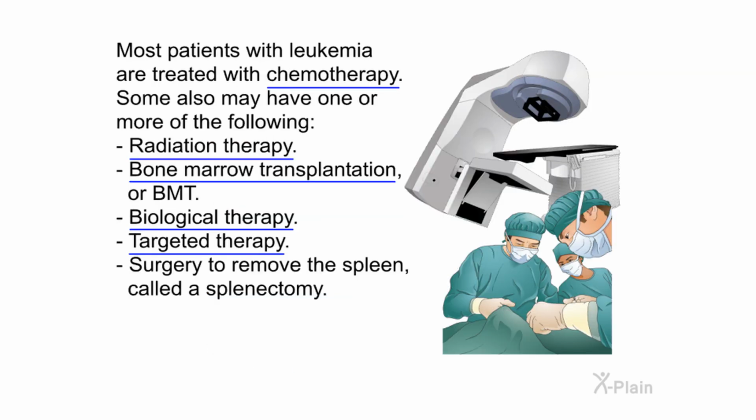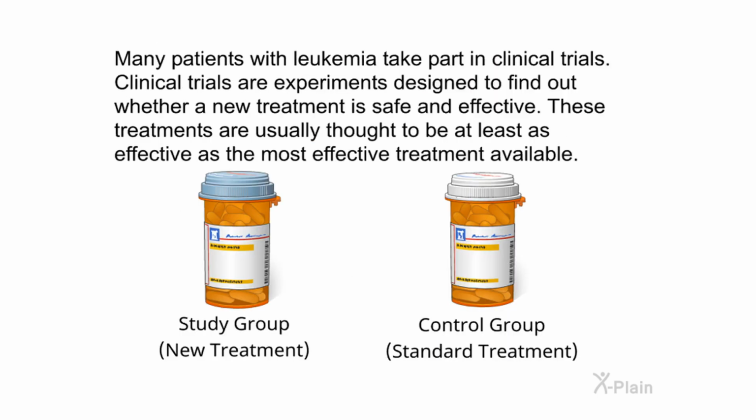Most patients with leukemia are treated with chemotherapy. Some also may have one or more of the following: radiation therapy, bone marrow transplantation or BMT, biological therapy, targeted therapy, surgery to remove the spleen called a splenectomy. Many patients with leukemia take part in clinical trials. Clinical trials are experiments designed to find out whether a new treatment is safe and effective. These treatments are usually thought to be at least as effective as the most effective treatment available.